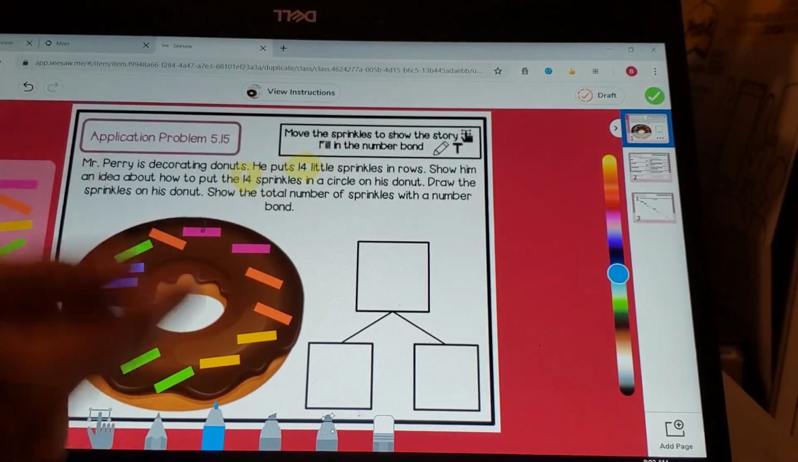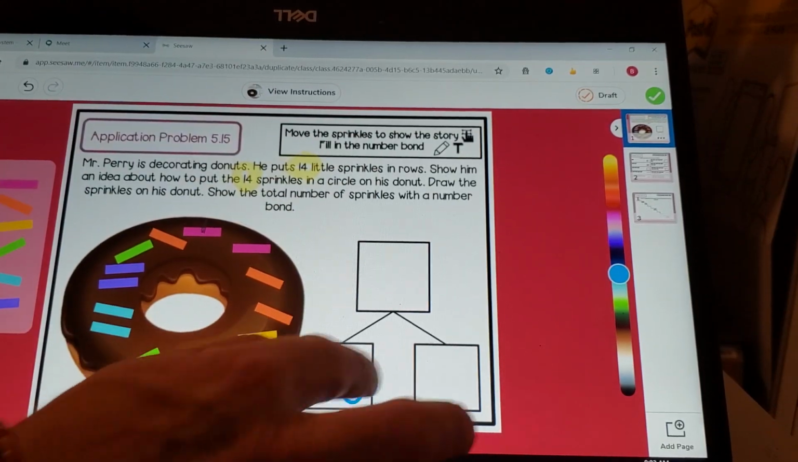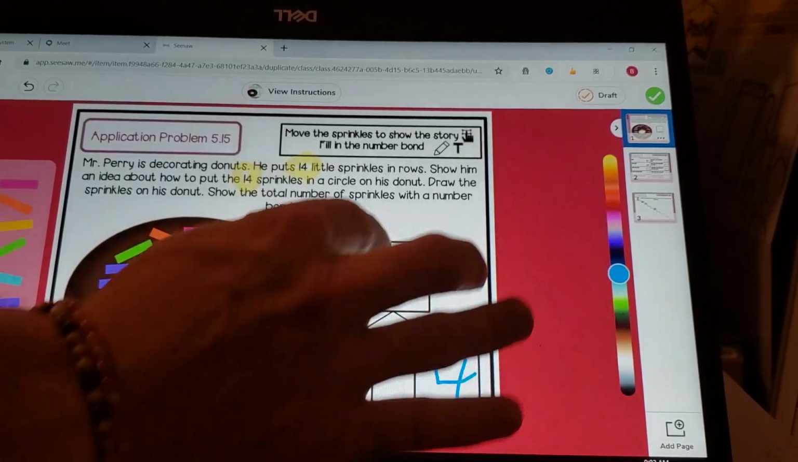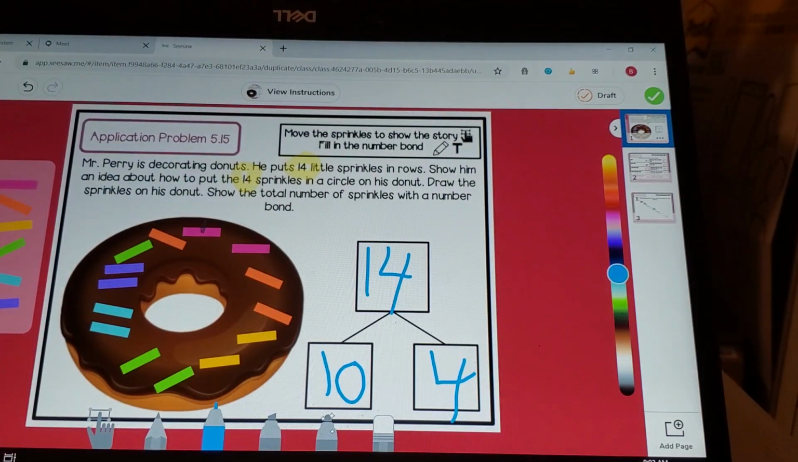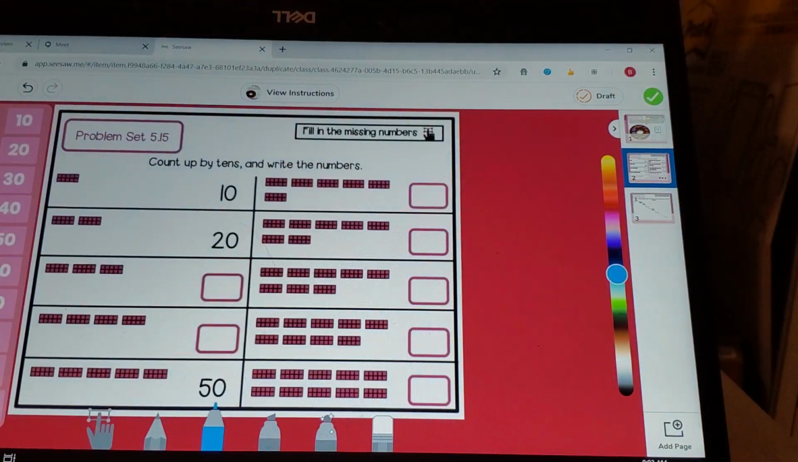All right, so take a look. You're going to fill in your number bond, showing a set of 10 and our 4 left over, which go together to make the number 14. As you're done, move on to the second page.